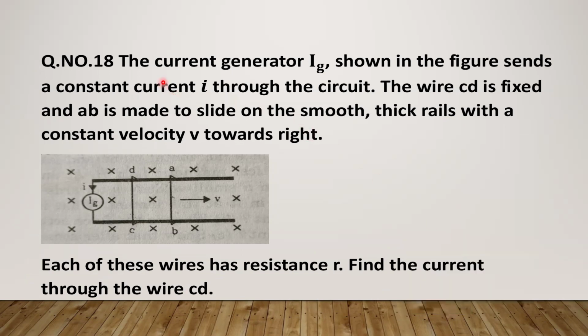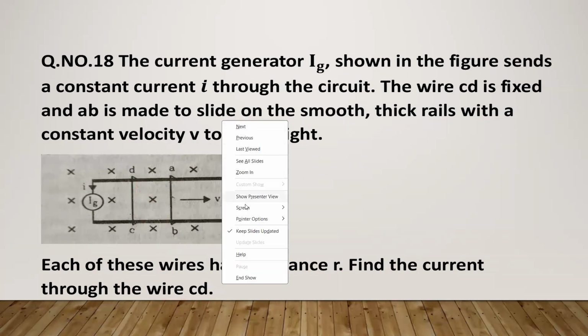The current generator shown in the figure sends a constant current I through the circuit. The wire CD is fixed and AB is made to slide on the smooth, thick rails with a constant velocity V towards right. Each of these wires has resistance R. Find the current through the wire CD. Okay, let us see how to start.